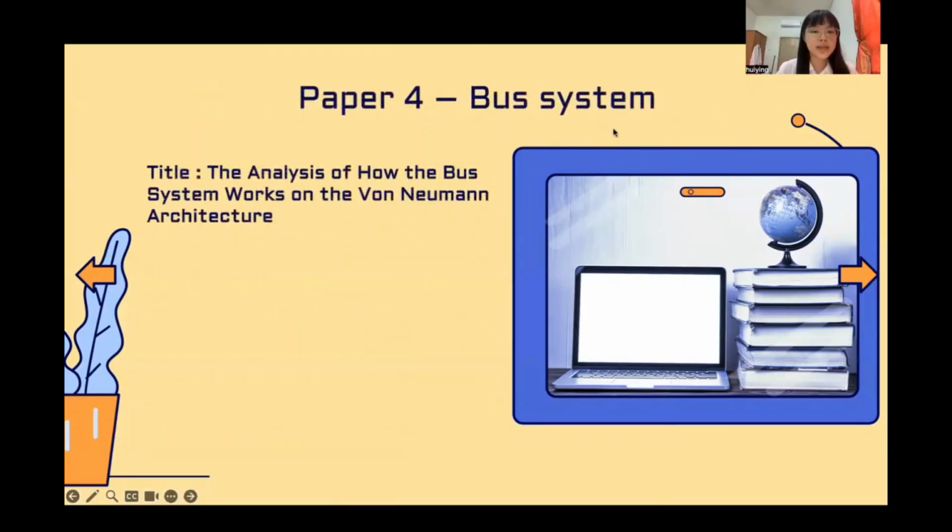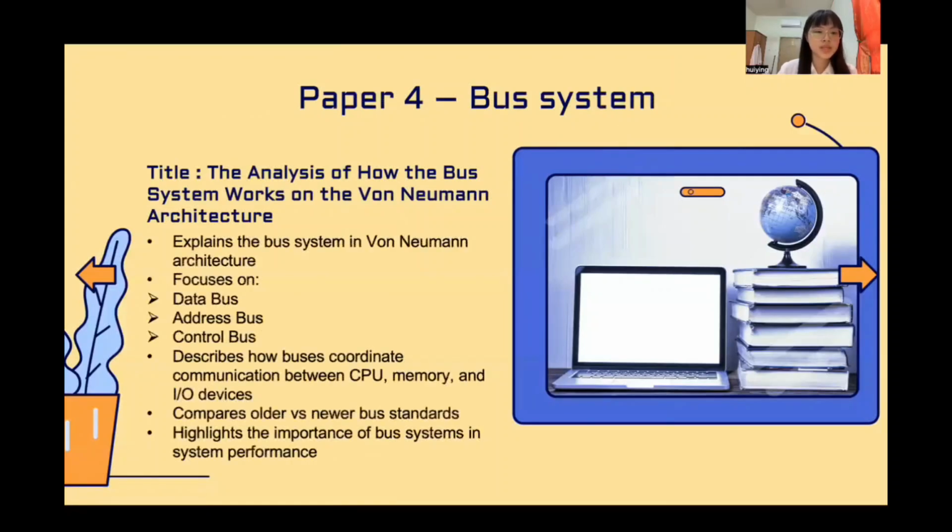The fourth paper is the analysis of how the bus system works in the von Neumann architecture. This paper explores the bus system in von Neumann architecture, focusing on the data bus, address bus, and control bus. It also describes how buses coordinate communication between CPU, memory, and input or output devices, compares older versus newer bus standards, and highlights the importance of the bus system in system performance.